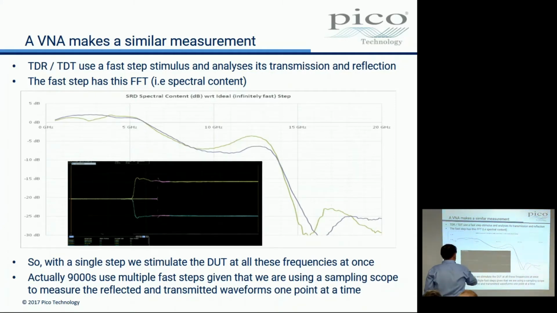So with a single step, we can stimulate the DUT with all the frequencies at once. Actually, the 9000 uses multiple fast steps, given that we are a sampling oscilloscope.